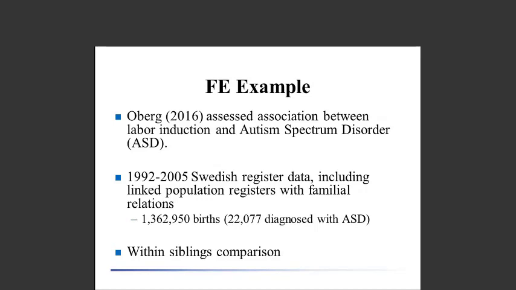So to demonstrate the fixed effects model in action, using an example from the literature, let's briefly take a look at Oberg et al. 2016. This is a study where the authors assessed the association between labor induction and autism spectrum disorder. In this study, we have Swedish registered data from 1992 to 2005, and the authors look at 1 million plus births and conduct a within sibling comparison.